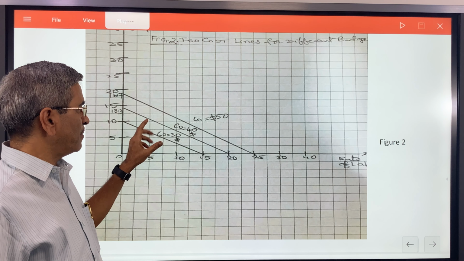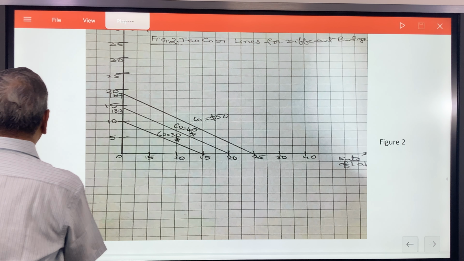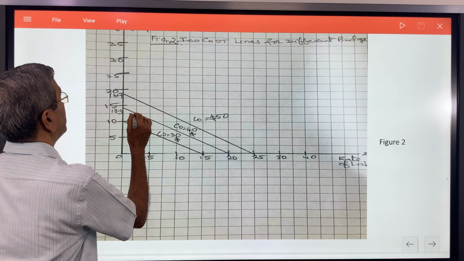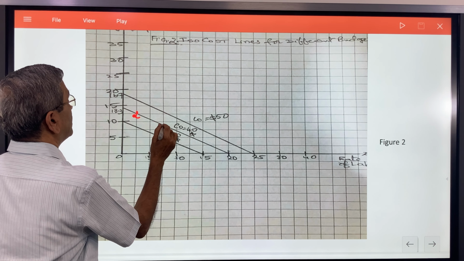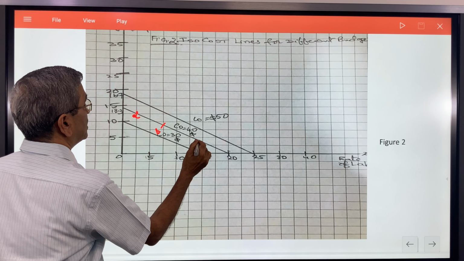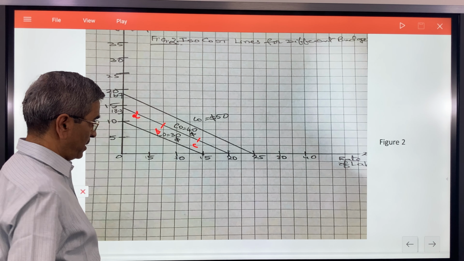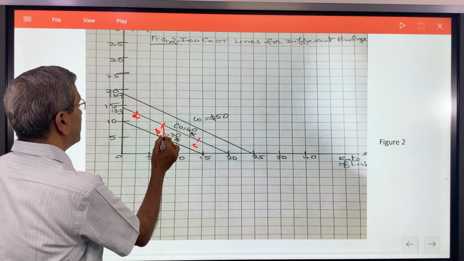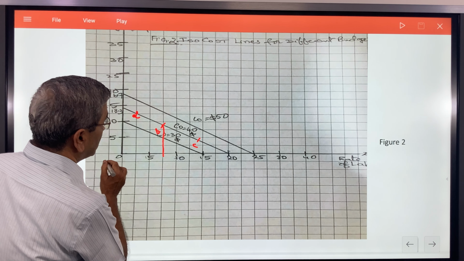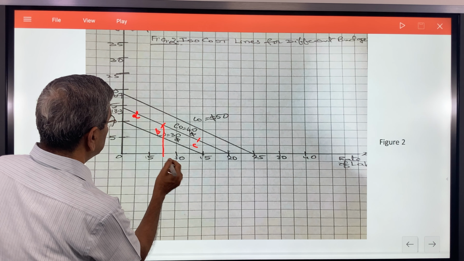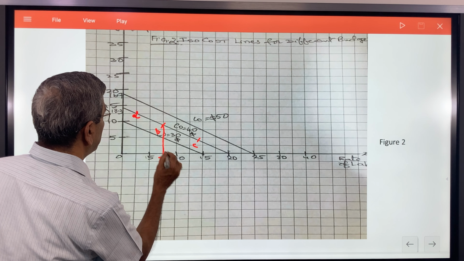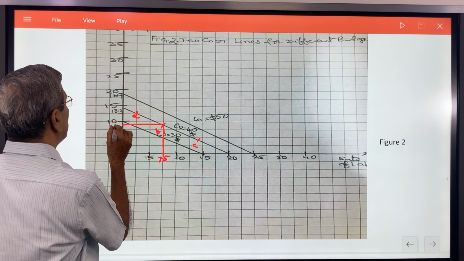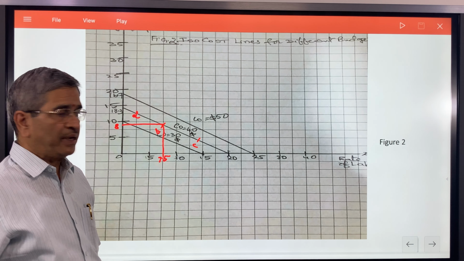You can choose any combination in between. That is the main point you have to remember. You can choose this point, this point, any point you take. Suppose you choose this particular point. From here, if you draw a perpendicular, you will get roughly around 7.5 units of labor. And from here, if you link these two, it may be around 8 points of capital.